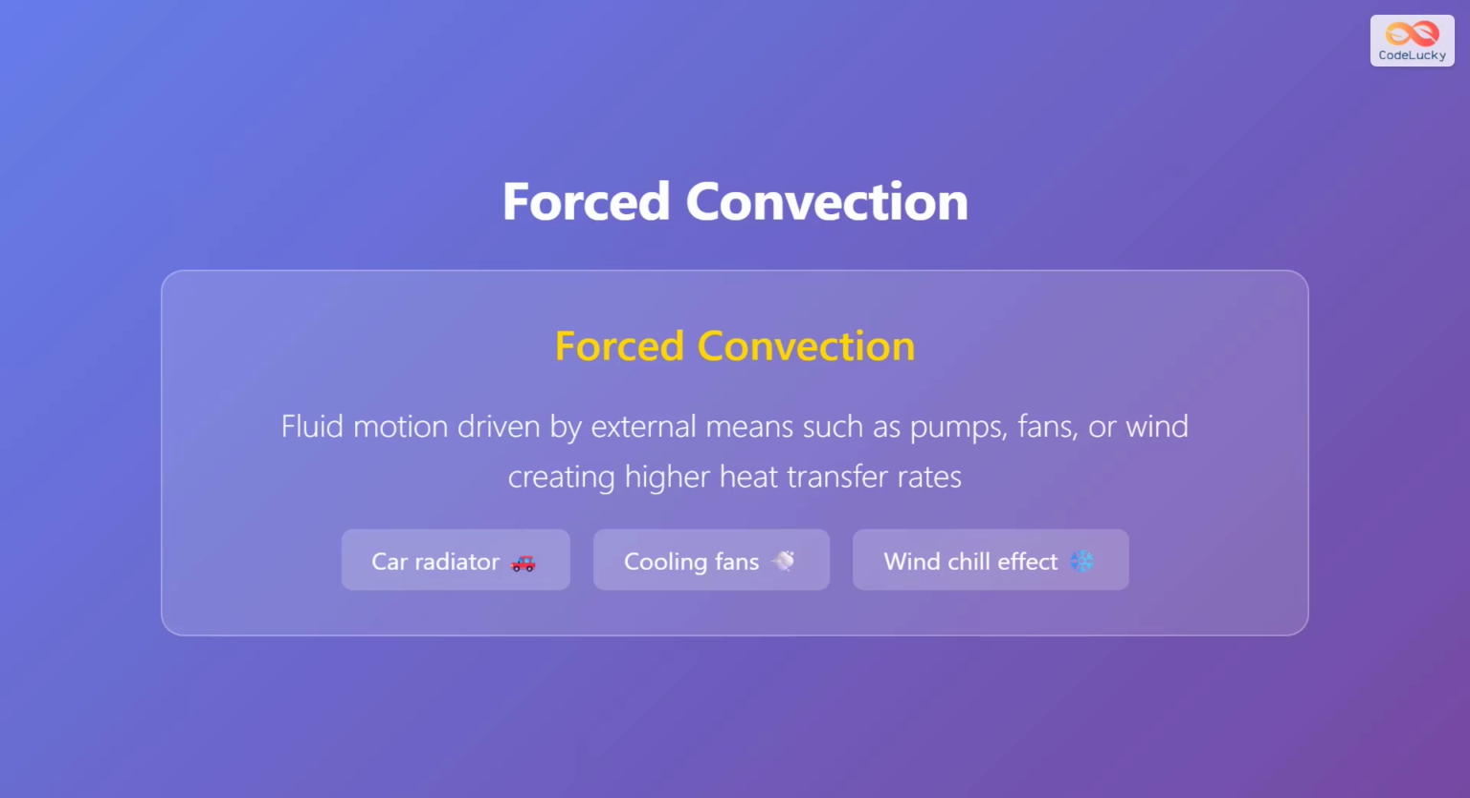Forced convection occurs when fluid motion is driven by external means such as pumps, fans, or wind, rather than by natural buoyancy alone. This method creates much higher heat transfer rates compared to natural convection. A car radiator uses a pump to circulate coolant through the engine, rapidly removing heat. Cooling fans blow air over hot surfaces to speed up cooling. The wind chill effect is forced convection, where wind forces air movement over your skin, making you feel colder than the actual air temperature.